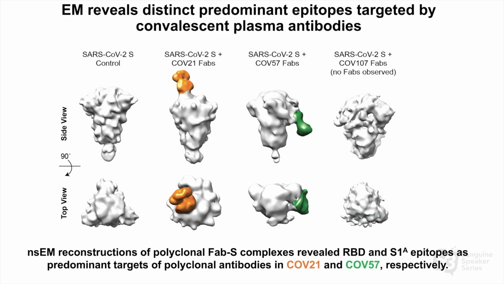And the reason is, in general, these Fabs from these convalescent plasmas bound very weakly compared to the immunized HIV animals that we've looked at by polyclonal EM.